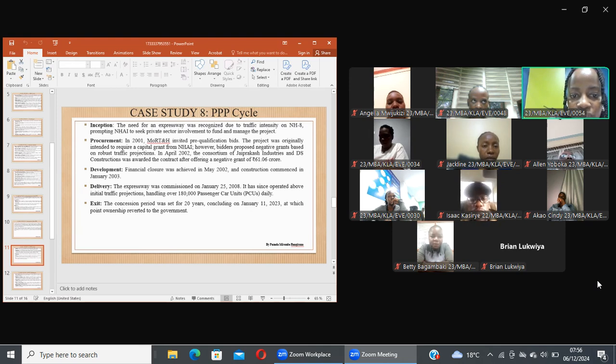Thereafter, there was development in the cycle, where we see financial closure, which was achieved in May 2002, and construction commenced in January 2003. We had delivery of the project. We see that the expressway was then commissioned in January 2008 and has since been operational above the initial traffic projections, handling over 1,080 passenger car units daily.